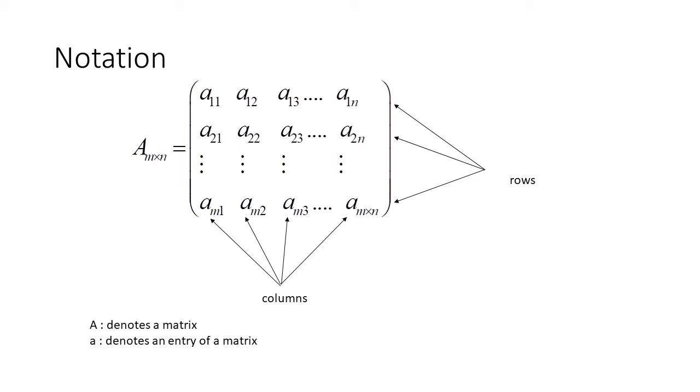So the order of this matrix A is m cross n. That means m rows are there and n columns are there. Here capital A denotes a matrix and small a denotes an entry of a matrix.